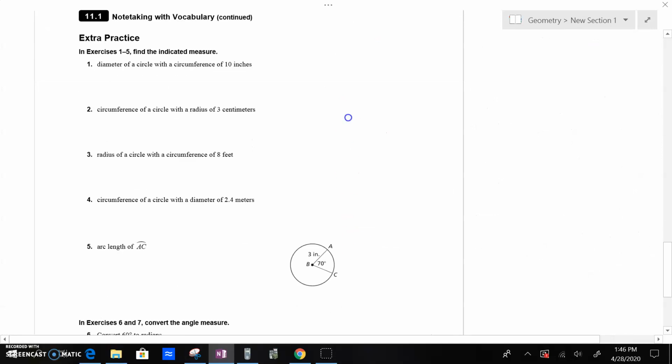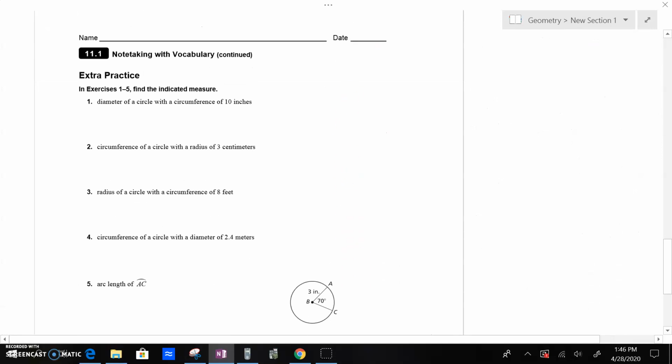So we'll scroll down to these example problems. We're just going to do the first 5. The first 4 all have to do with circumference of a circle, and then this last one is the arc length problem, which you can see instead of a 90, they have a 70, really similar problem to the one we just did.